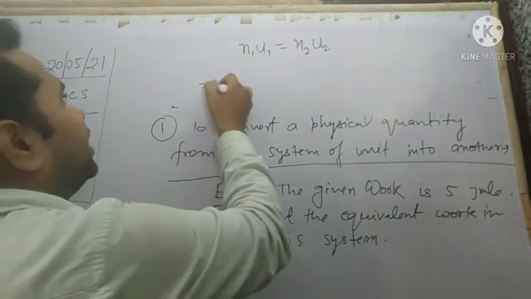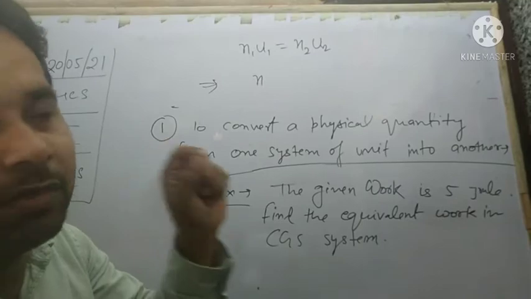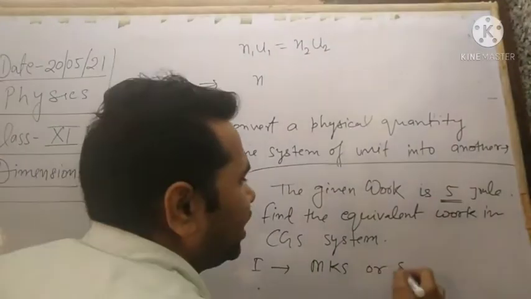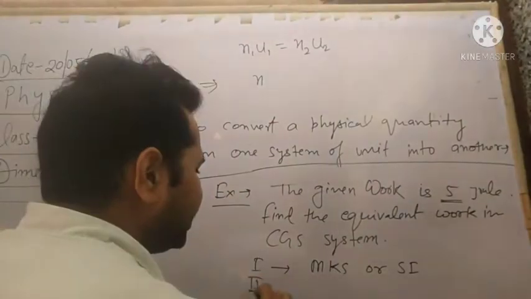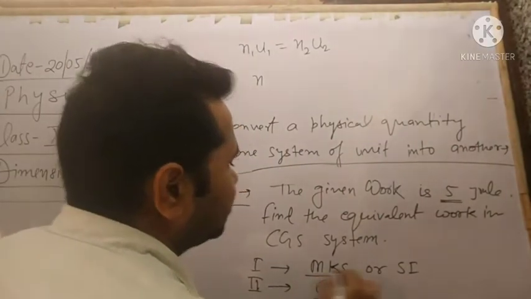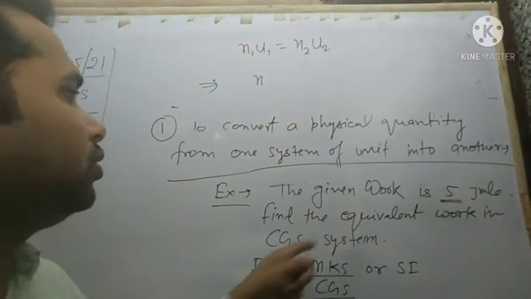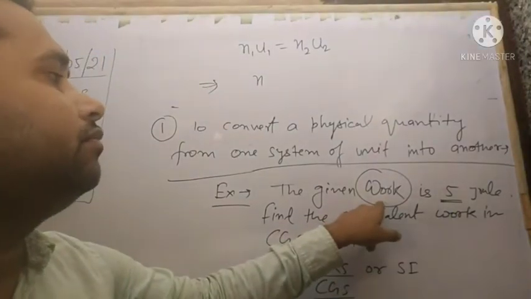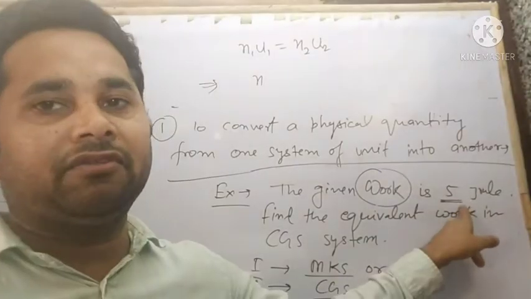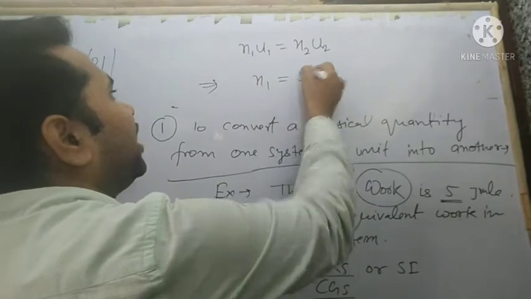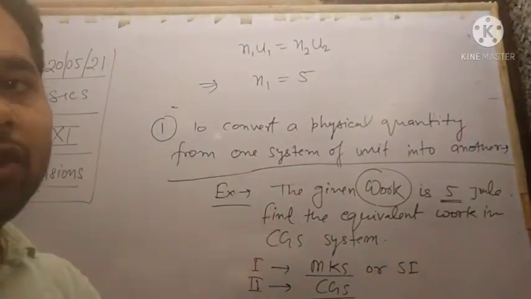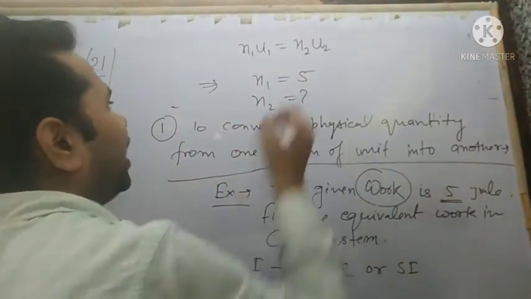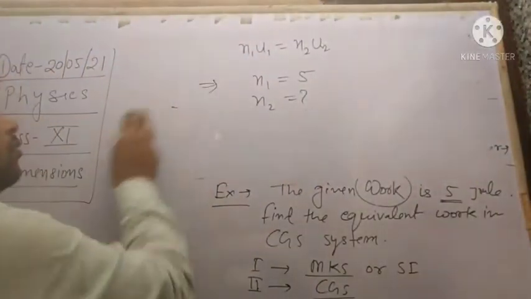So using this formula we can write it as, suppose you know the n1, means first system में numerical value दी है. Like here suppose our first system is MKS or you can say SI system, and second system here is CGS. You know that the numerical value of the given quantity, work, in the first system is 5. This is n1. n1 means numerical value of the given quantity in first system. We have to find here n2. n2 निकालना है आपको.